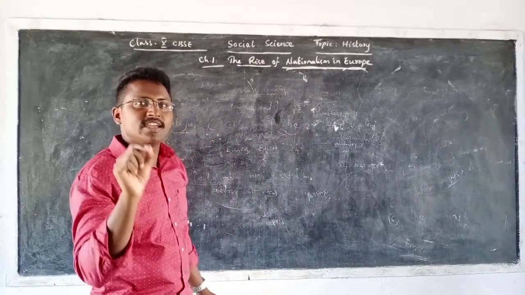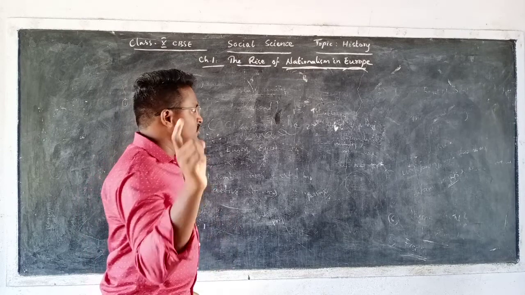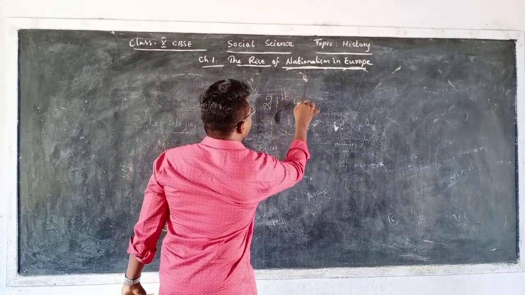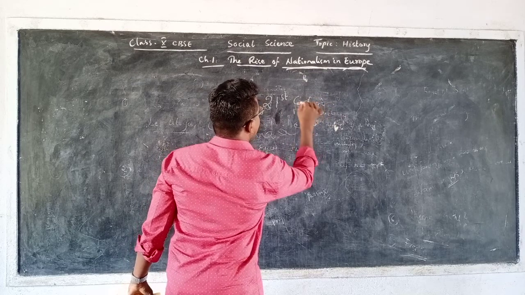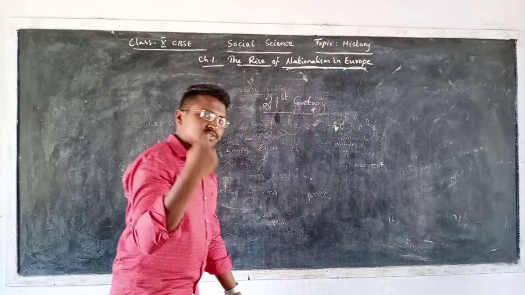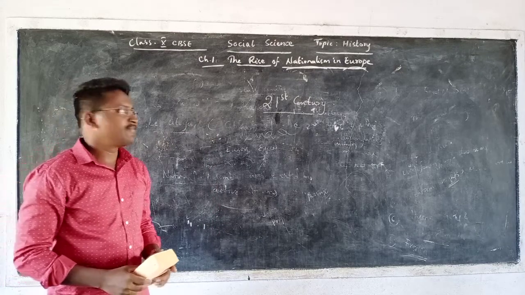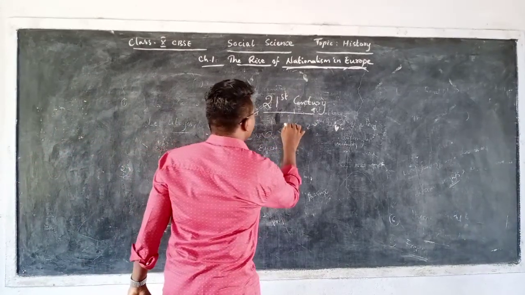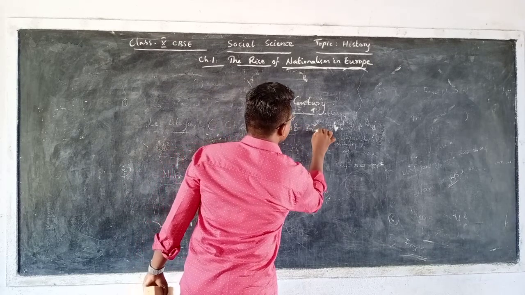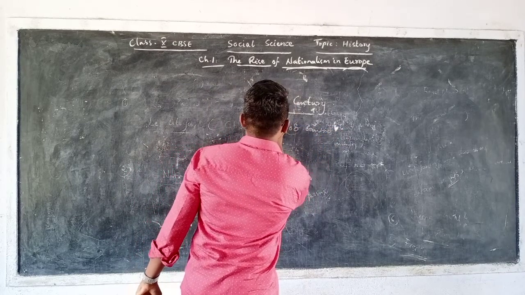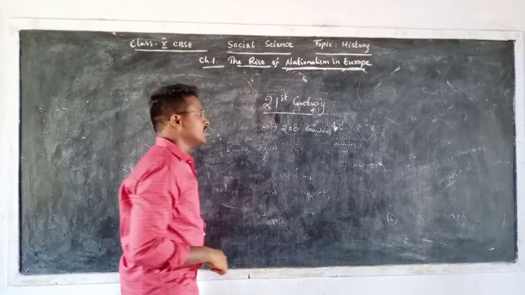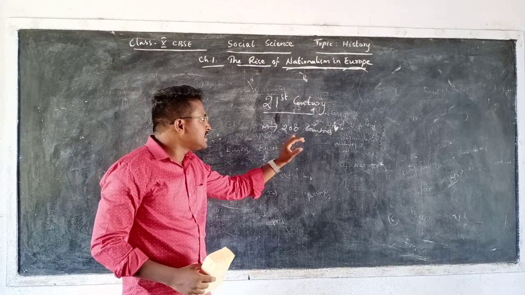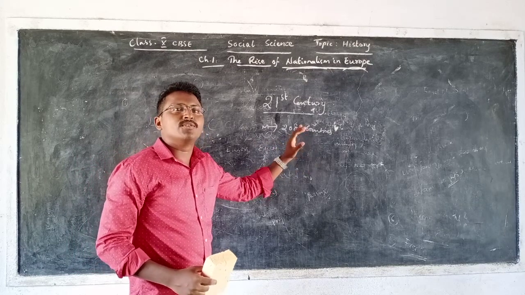The question is, in which century are we living? You all know very well that we are living in the 21st century. Mostly in this 21st century, we have more than 200 countries, and if you want to identify each and every country, they have their own features.